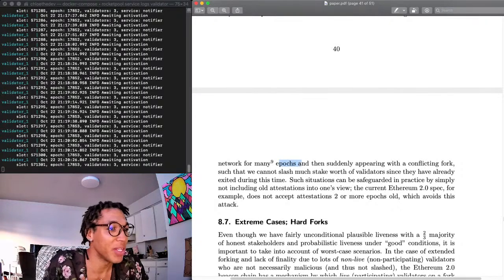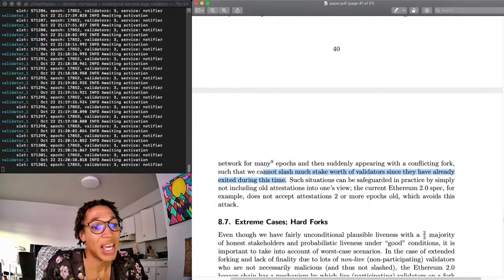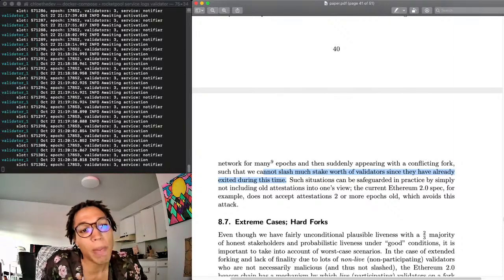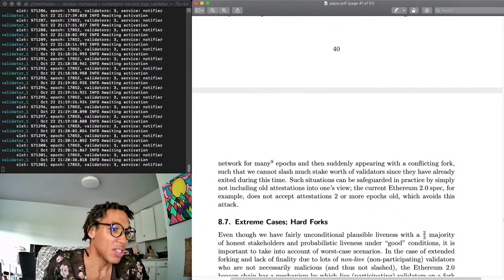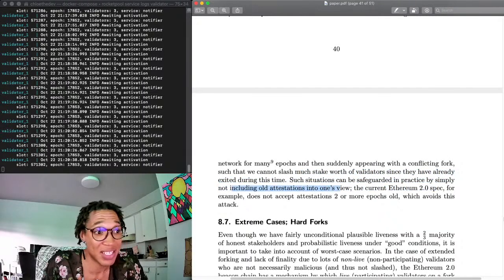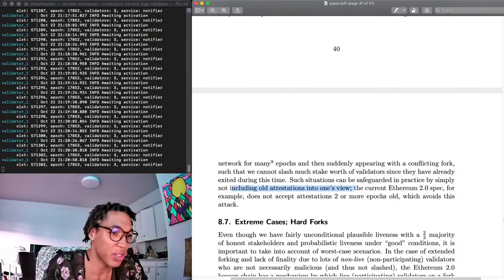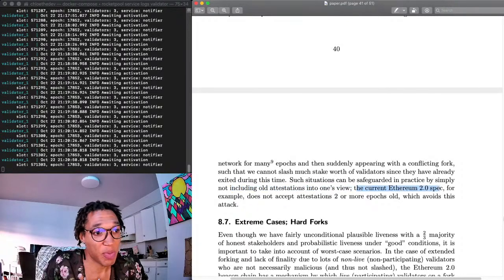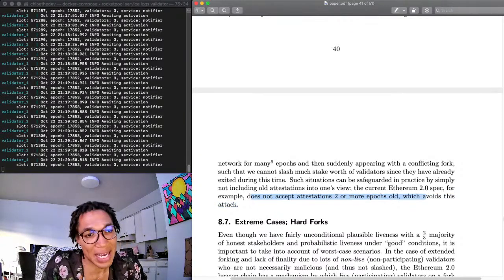That's my personal opinion. Such that we cannot slash much stake worth of validators since they have already exited during this time. That's why 4 months is a long time, because you could still slash them. Even if someone does something now, you have 4 months to slash people. Such situations can be safeguarded in practice by simply not including old attestations into one's view, which is probably what's already happening in the current ETH 2.0 spec, which does not accept attestations more than 2 epochs old, which avoids this attack.